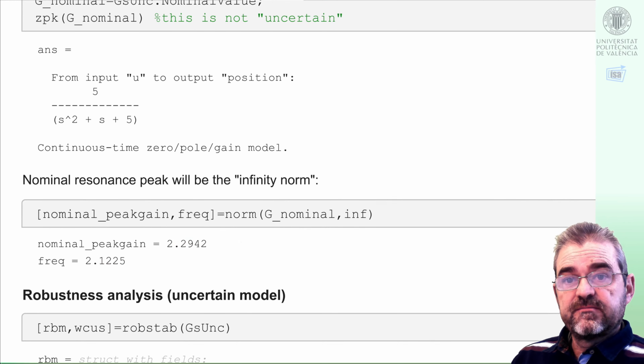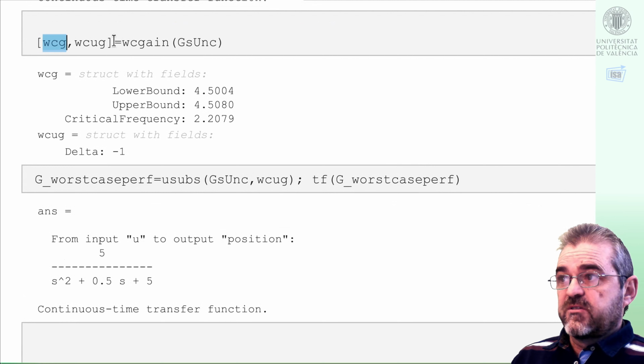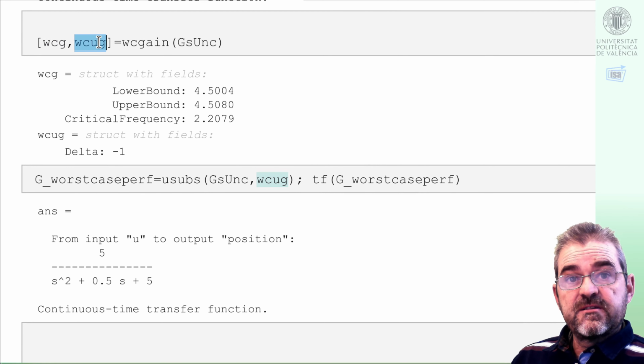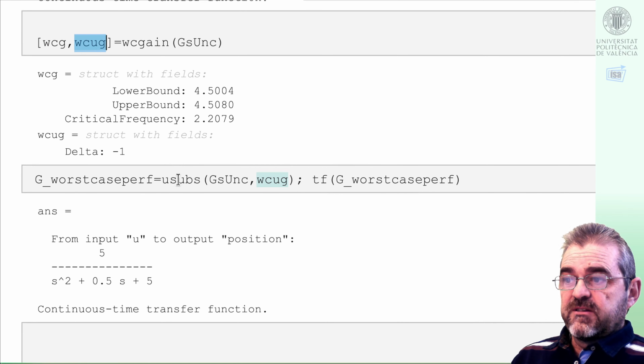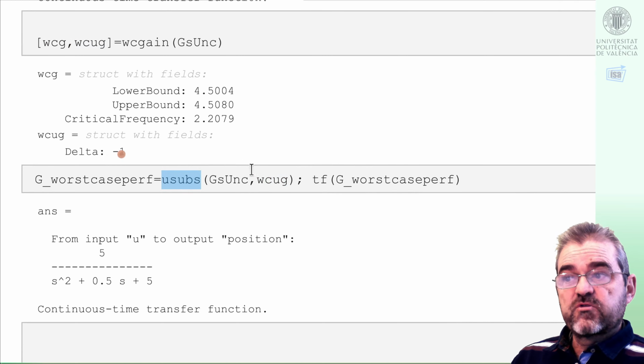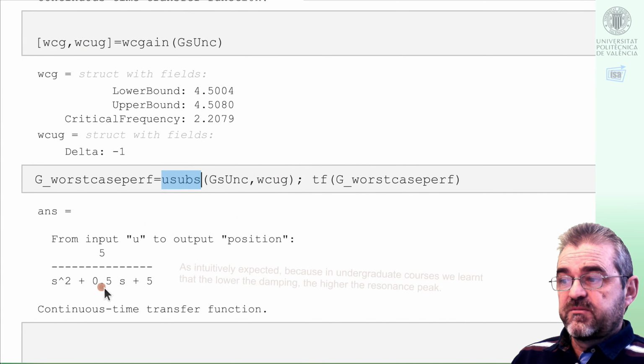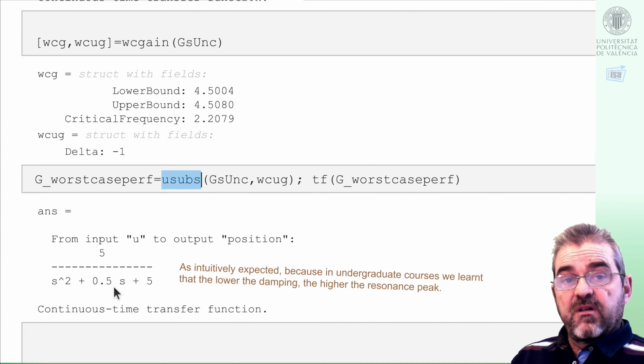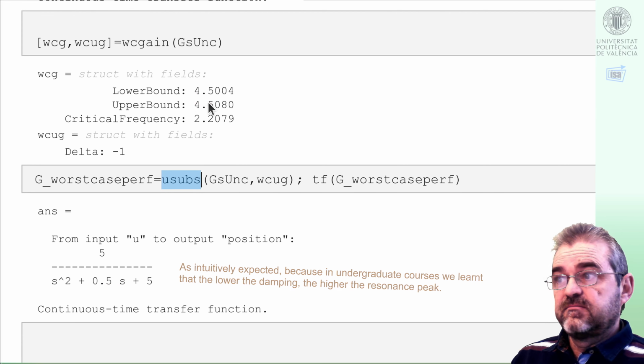So we have a slightly higher resonance frequency and double gain in my set of plants compared to the nominal one. The second argument is the worst case uncertainty, and if I substitute this delta of -1, we get, of course, 0.5, the lower limit of our damping, which we already knew from our undergraduate courses, but we are happy to see that Matlab outputs the same thing. So the lowest damping gives the worst case resonance peak.